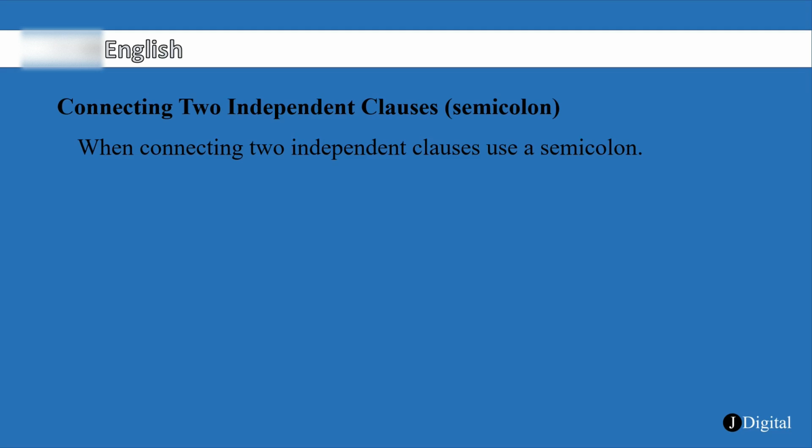Another way we can connect two independent clauses is just to use a semicolon. So for example, Mary went to the store, semicolon, she forgot to bring money. Those are two independent clauses. Mary went to the store. She forgot to bring money. So if you want to put those together, you use a semicolon.